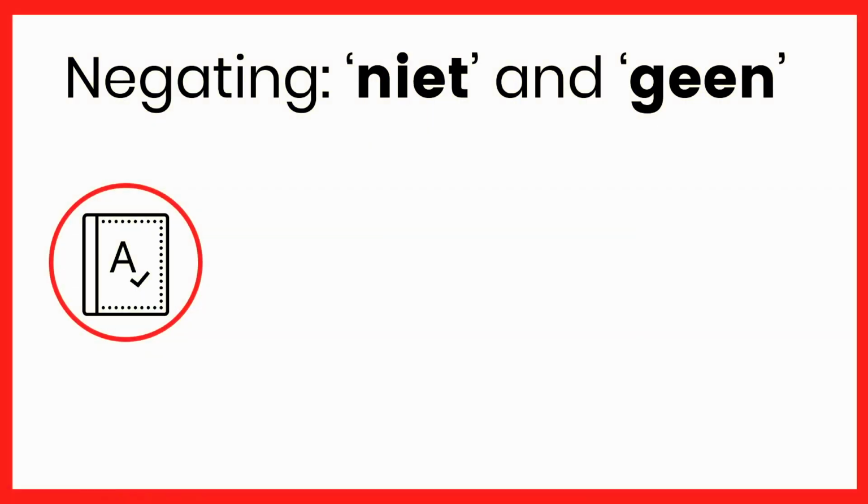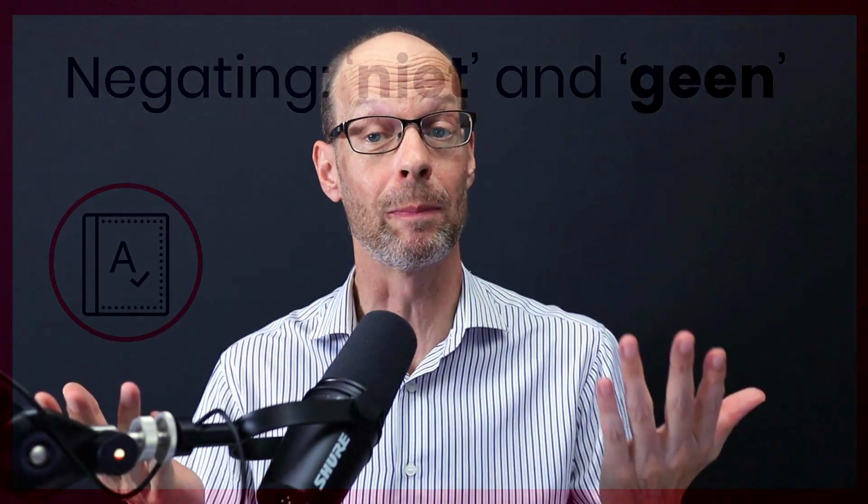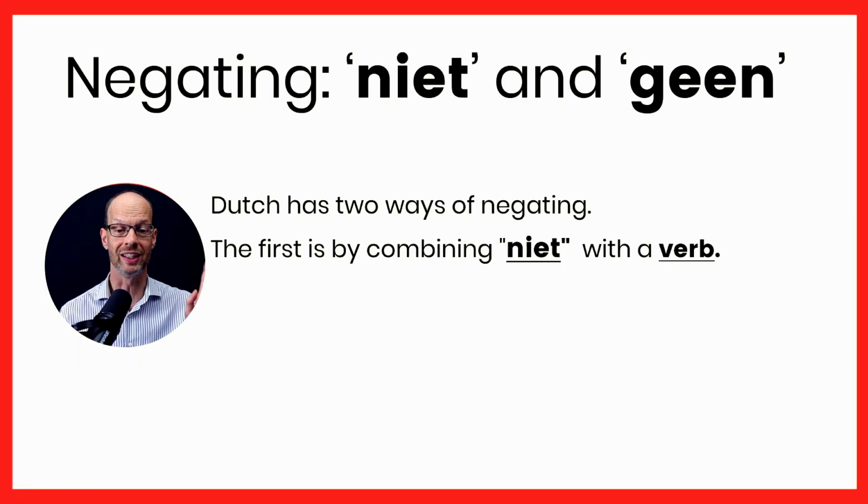So, let's get started! Let's talk about negating. So negating means making something negative, so making it the opposite. So in Dutch you can use niet and geen to make a sentence the opposite, right? To make it not... So let's explain exactly how that works. There are two ways, you can use niet or you can use geen. So Dutch has two ways of negating.